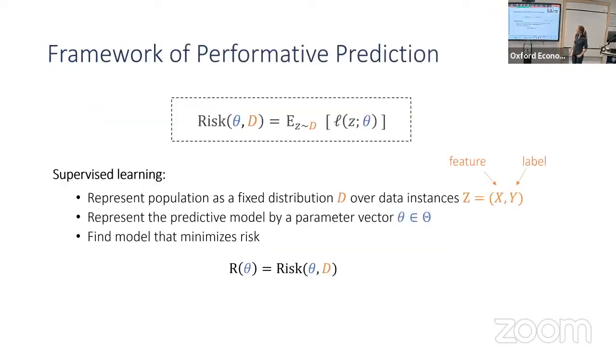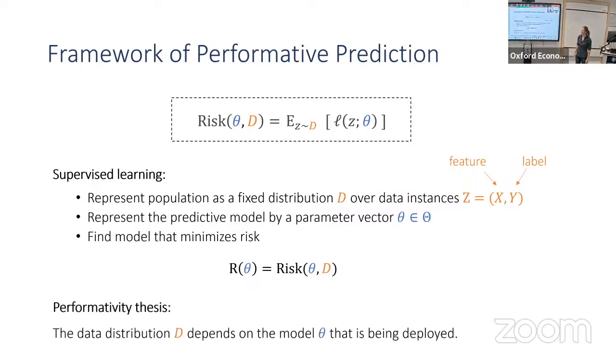So let me start from the standard way of how we do predictions in machine learning. We have a risk function, and we evaluate the population as a distribution over data instances, feature-label pairs. We represent the predictive model with a parameter vector. I will use that throughout the talk, this parametric risk minimization. And we aim to find a model that minimizes the risk on a given distribution.